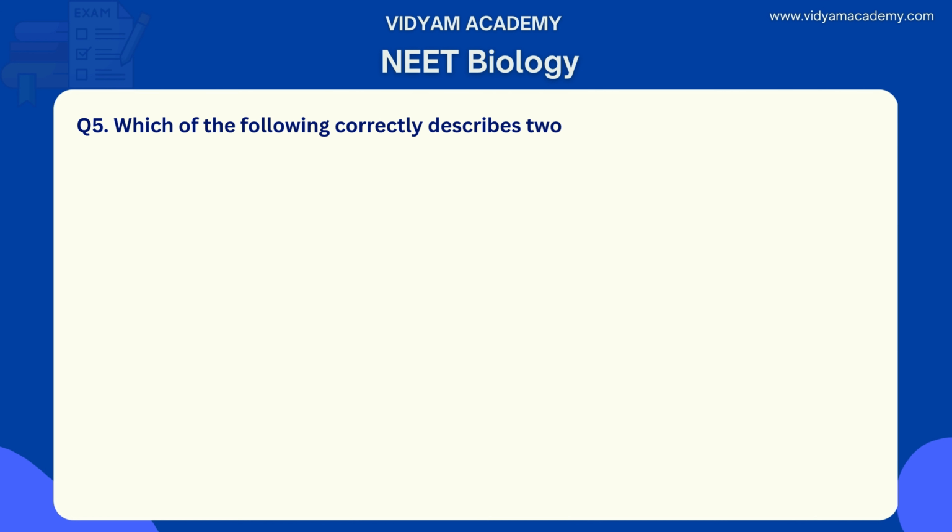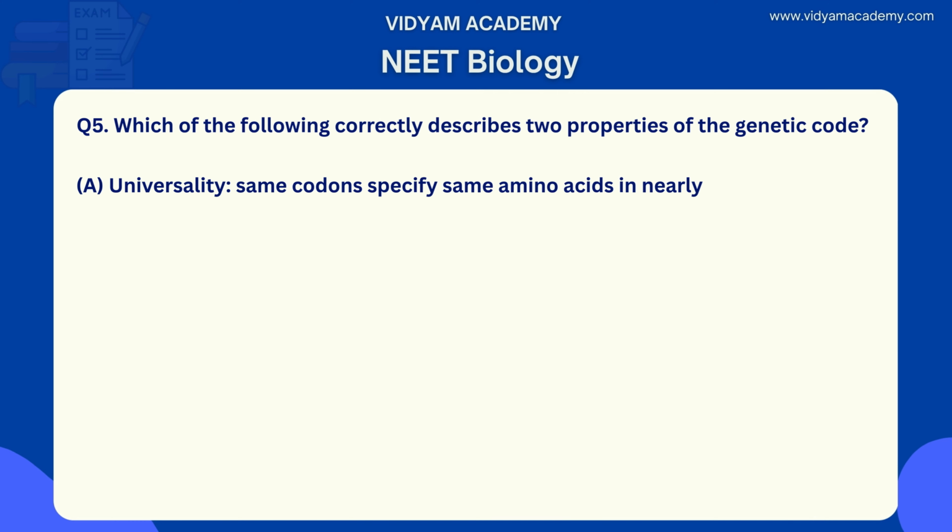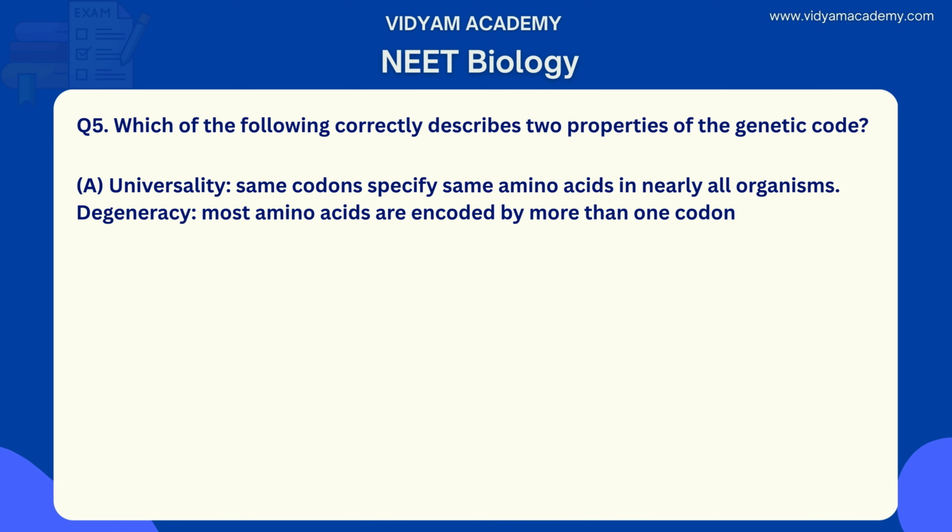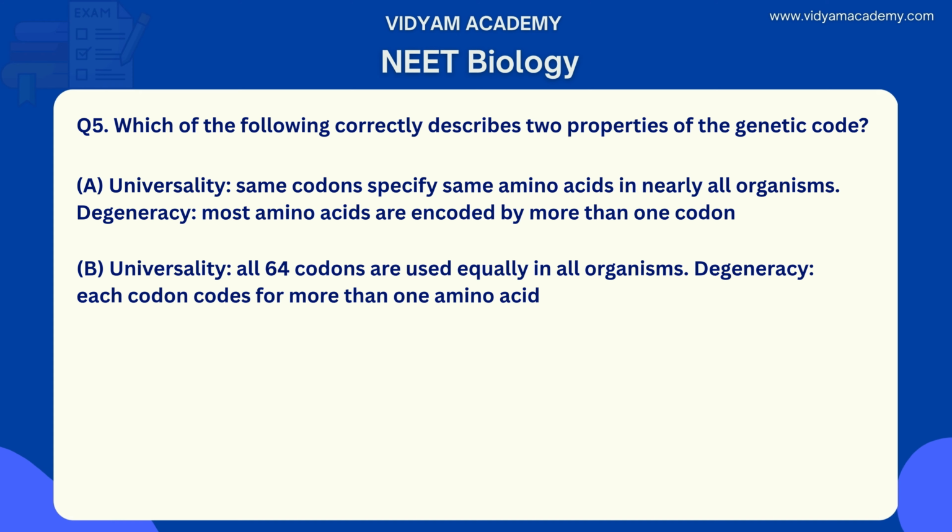Which of the following correctly describes the 2 properties of the genetic code? Option A, universality: the same codons specify the same amino acids in nearly all organisms. Degeneracy: most amino acids are encoded by more than one codon. Option B, universality: all 64 codons are used equally in all organisms. Degeneracy: each codon codes for more than one amino acid.